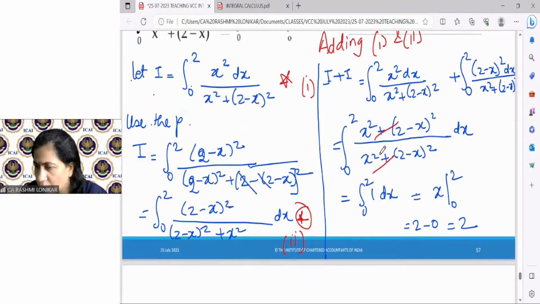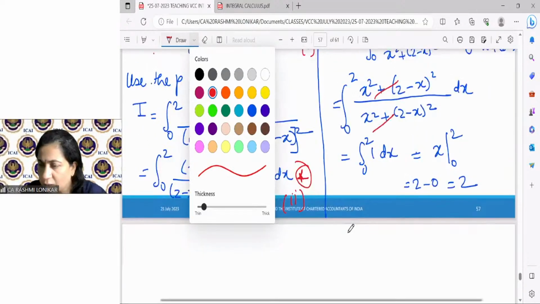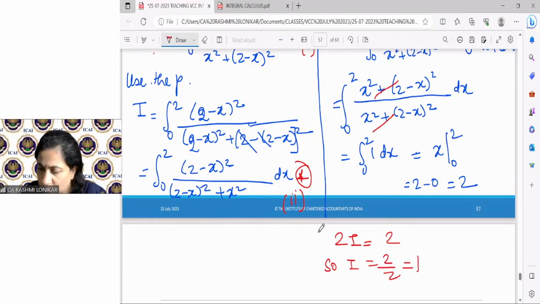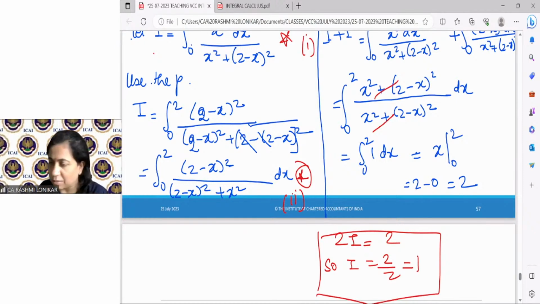Okay. So now one more very important step is what I have got is 2I is equal to 2. So I is equal to 2 upon 2, which is equal to 1. So answer is 1 and not 2. Sometimes, we get carried away and then we write that answer, but this is the answer. Okay.